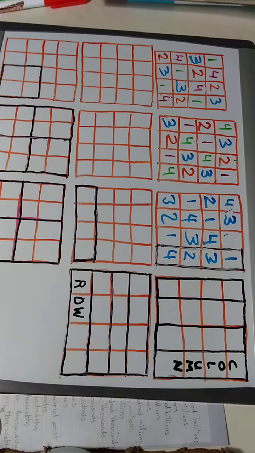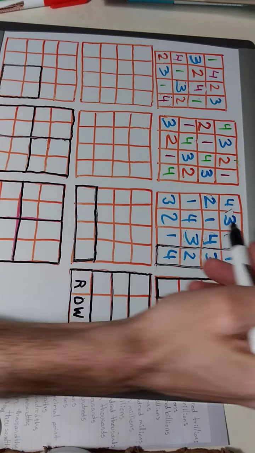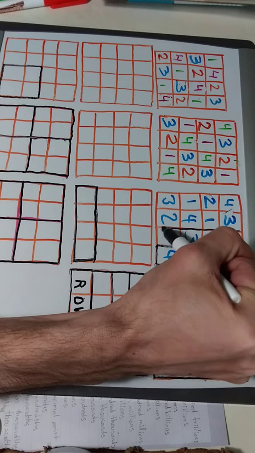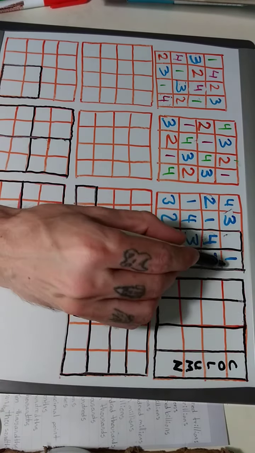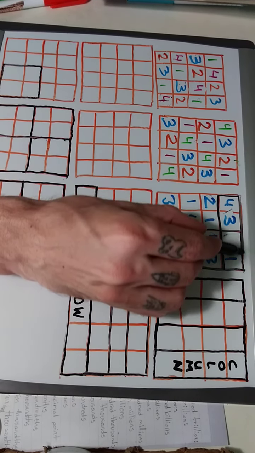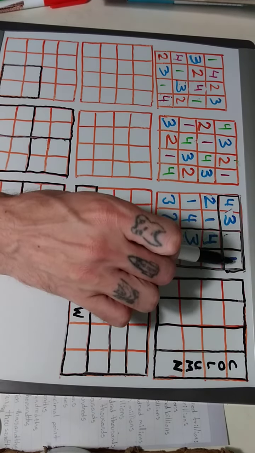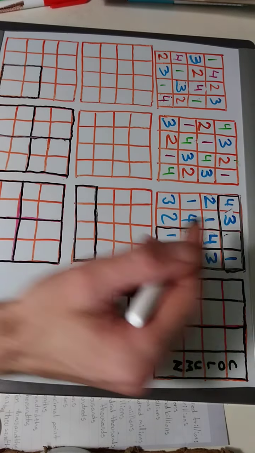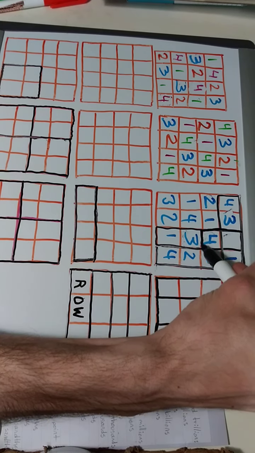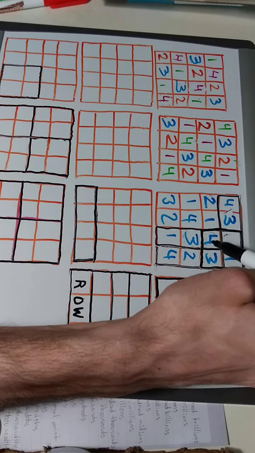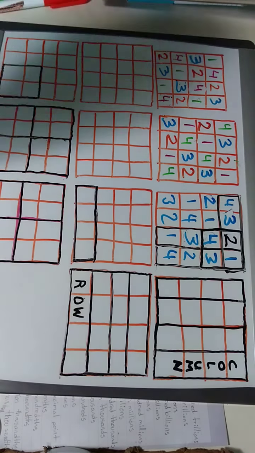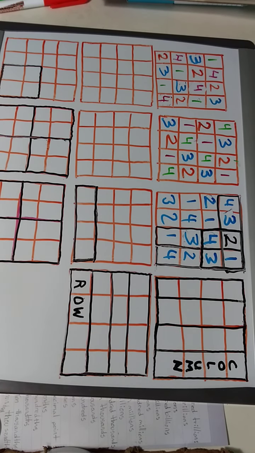Then to fill in that last square, I could go by this column and see that I'm missing a 2, or I could go by this row and see I'm missing a 1, 3, 4, I'm missing a 2, or I could go by this top right 2 by 2 box and see I'm missing a 1, 2, 3, 4, I'm missing a 2. So that's a bit of the process of creating and solving the Sudoku puzzles.